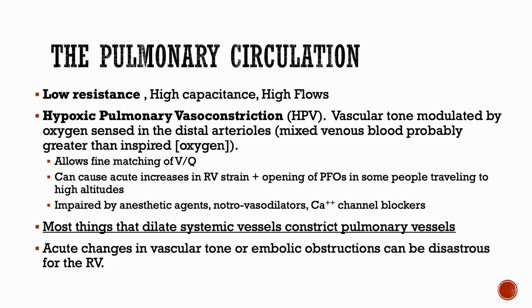The tone is modulated kind of dynamically according to the saturation of venous blood flowing through it, as well as the oxygen tension that is sensed at the capillary-alveolar regions. And there's this phenomenon called hypoxic pulmonary vasoconstriction that's utilized to constrict in areas that aren't ventilated well, where there is kind of relative hypoxia, and that diverts blood away from these regions that would otherwise be shunts into areas that are better ventilated, where you can get better VQ matching.